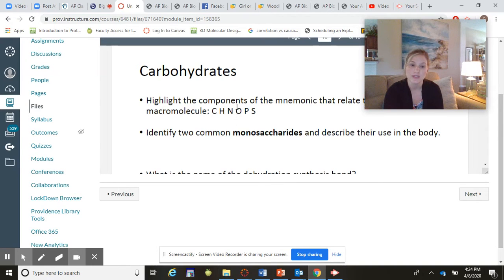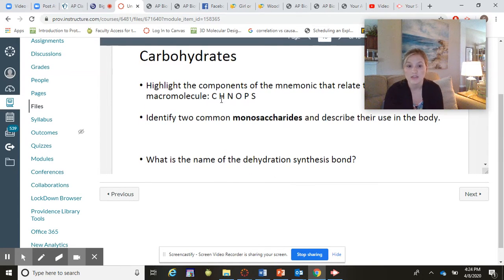And then again, same with nitrogen. Nitrogen could be found in nucleic acids and it can be found in amino acids. But it's just good to know that carbohydrates and lipids are only made of carbon, hydrogen, and oxygen. But the other ones, proteins and nucleic acids, have different elements that distinguish them.